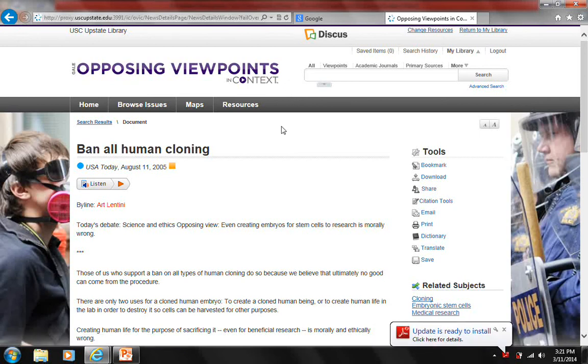Now, just to show you where the information is on this page, like I said, Opposing Viewpoints in Context is the name of this database. Ban All Human Cloning is the name of the article. USA Today is the name of the newspaper that it came from, but we would call that the publication. And then here's the date that it was originally published, and here's our author, Art Lentini. So we have all of this information that we can use for a works cited right here. Now let's go over this particular article.